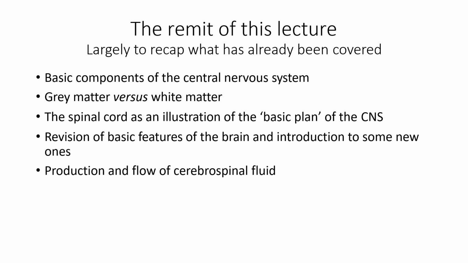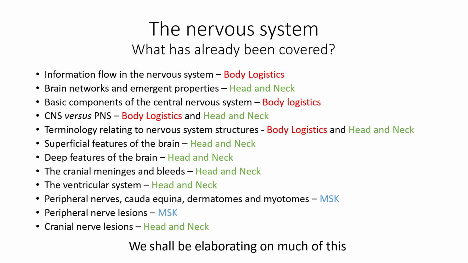So let's kick off by recapping what's already been covered and where it has been covered in the course so far. Within body logistics, we've looked at simple areas like information flow in the nervous system, the basic bits and pieces of the central nervous system particularly. We have looked at CNS versus PNS structures, and you've already had a short introduction to the basic terminology regarding nervous system structures.